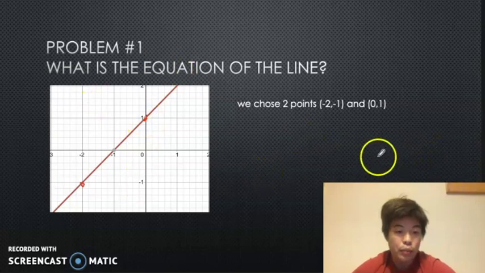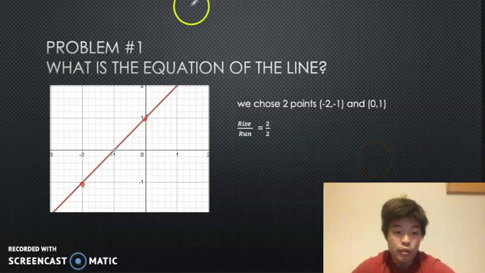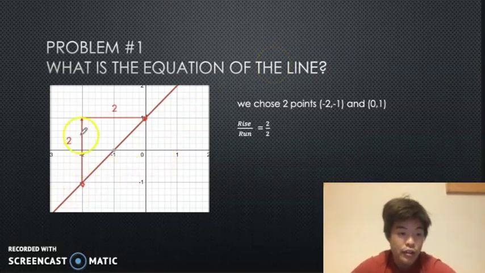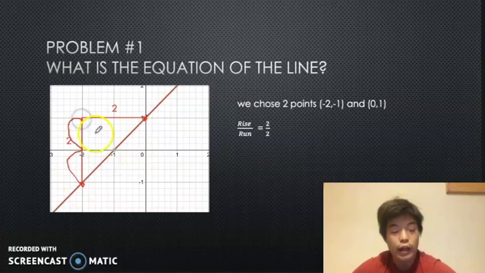So we have these 2 points, so all we have to do is calculate the rise over run. The rise over run is 2 over 2, because the difference from here to here is we're going from -1 to 1, so we're going 1, 2. What's the run? We're going from here to here, so it's 1, 2, so it's 2 over 2.